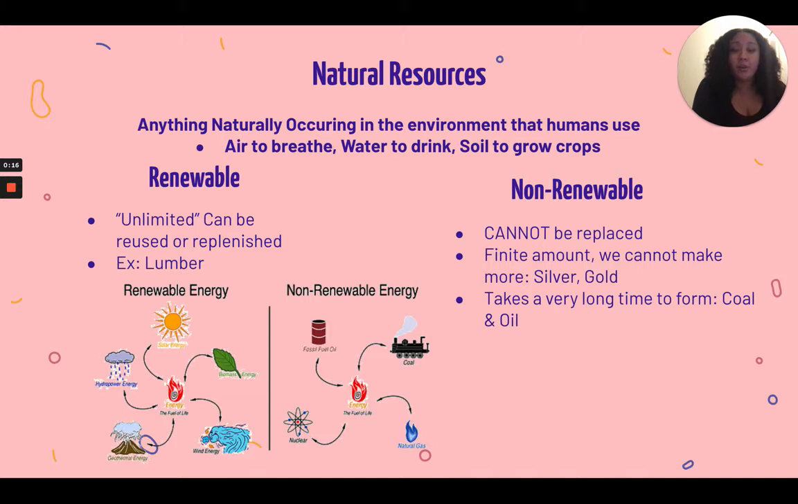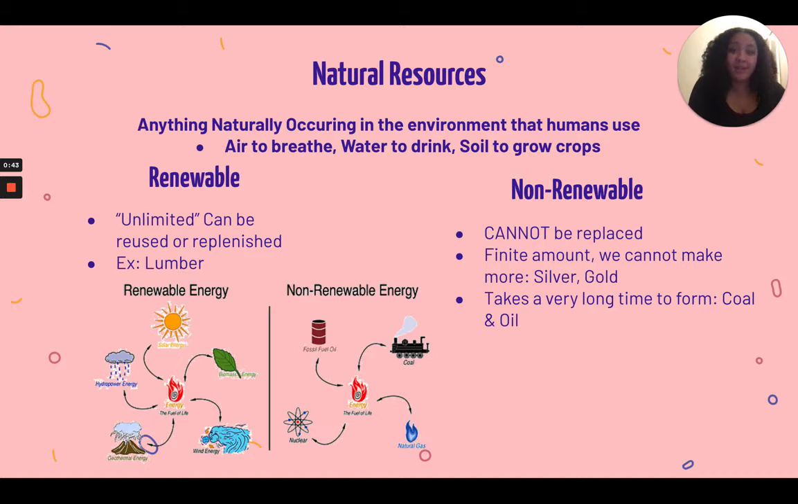Before we know about the distribution of natural resources, we obviously have to know what a natural resource is. We already talked about this in class, but a natural resource is anything naturally occurring in the environment that we as humans use on our daily basis. That could be air to breathe, the water we drink, the soil that we use to grow crops, the food. All of these things are natural resources for us. Okay, and there's two types.